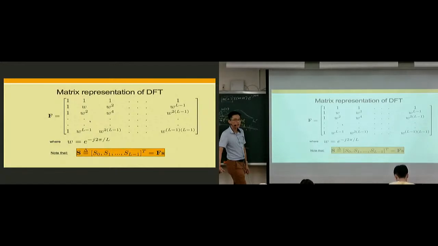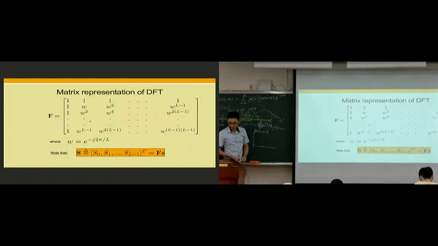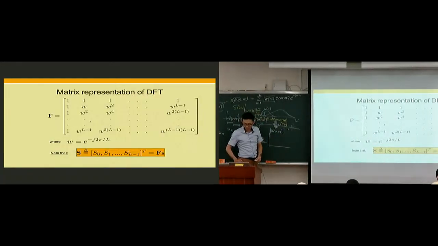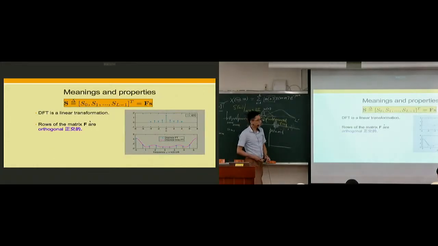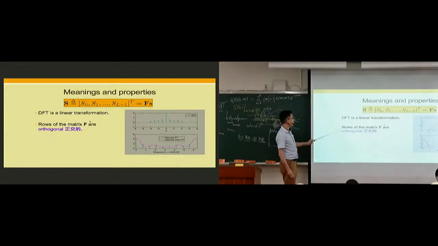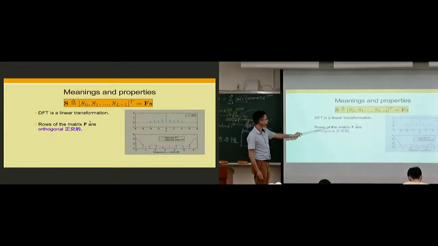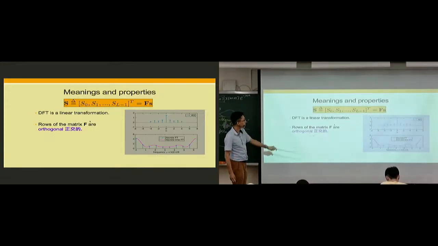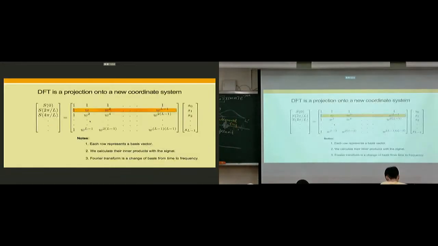Fourier transform is easier to explain when we go discrete. Just an L by L matrix. Very straightforward. Okay, so this is the matrix representation for DFT, and the matrix is an orthogonal matrix with rows being mutually orthogonal, a linear transformation. And so therefore, as I explained, DFT is a projection onto a new coordinate system.